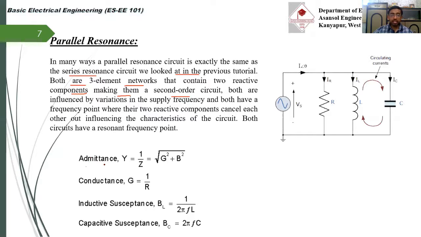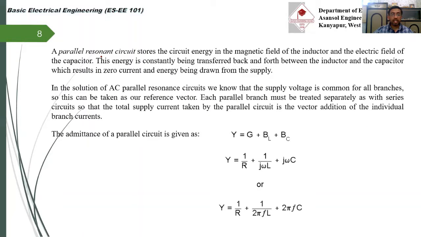Now, what is admittance? That is the inverse of the impedance of the circuit. That is Y equals 1 by Z equals root under of G square plus B square. What is G? That is conductance. And what is B? B is our susceptance. Now, where there are two types of element, that is inductor and capacitor, two types of susceptance will be there. One is inductive susceptance, another one is capacitive susceptance. Correct?